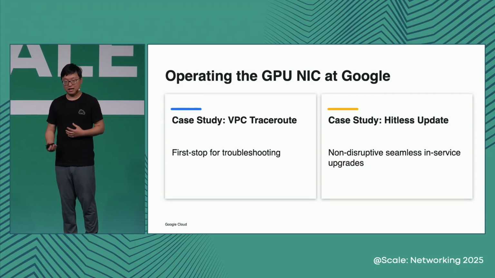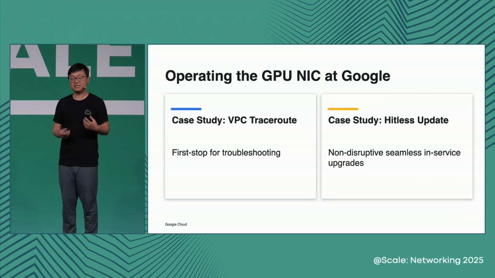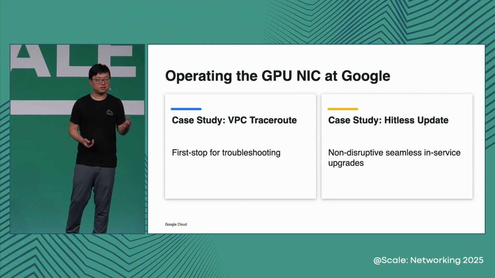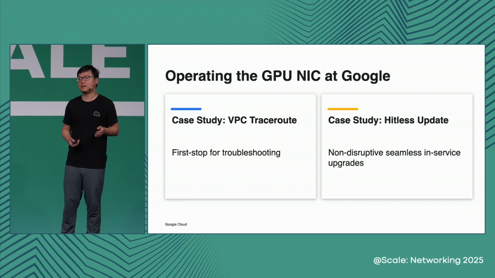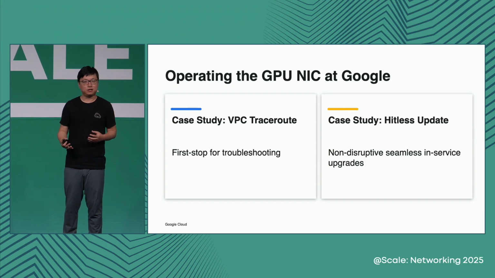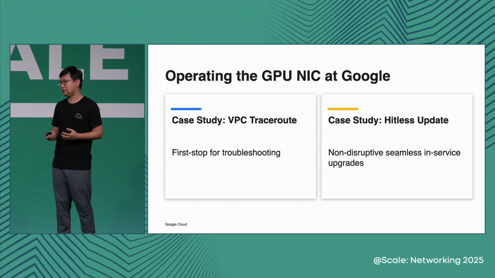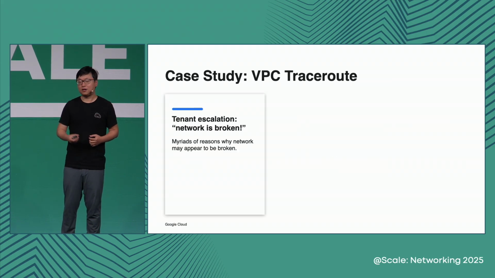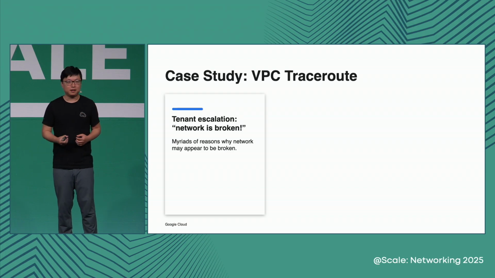Okay, thanks, Chang. Next, I'll talk about how we make this network easy to operate and troubleshoot. I'll share two case studies. The first is called VPC traceroute. This is our go-to tool for troubleshooting. And then I'll talk about how we roll out new software without disrupting our user workloads. This is called hitless updates. Let's start with VPC traceroute.